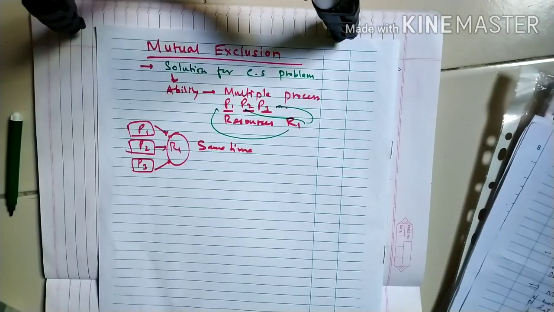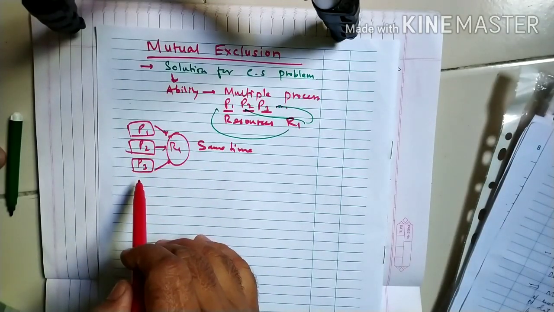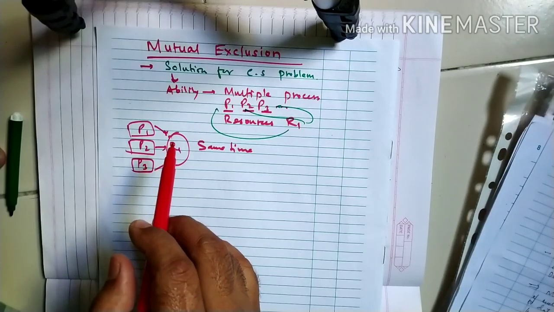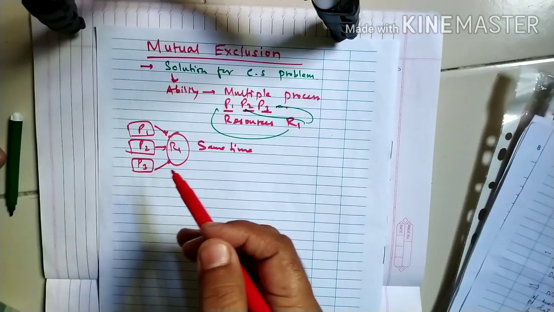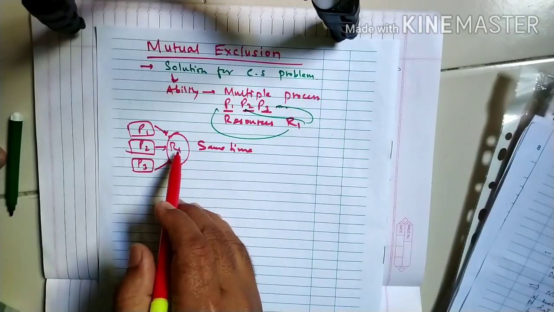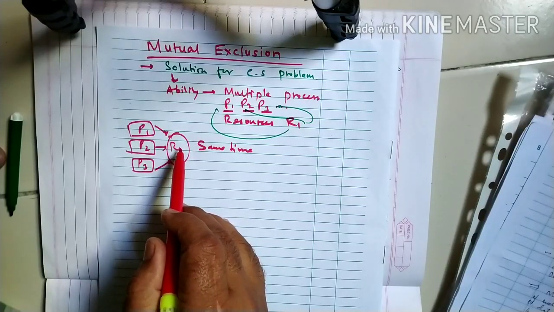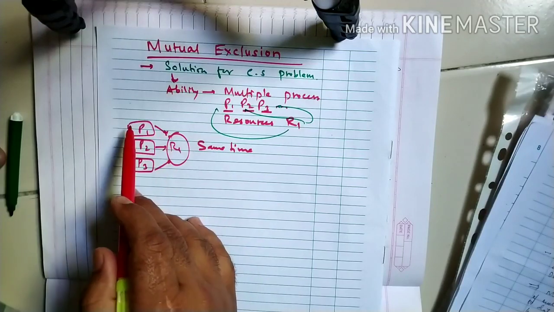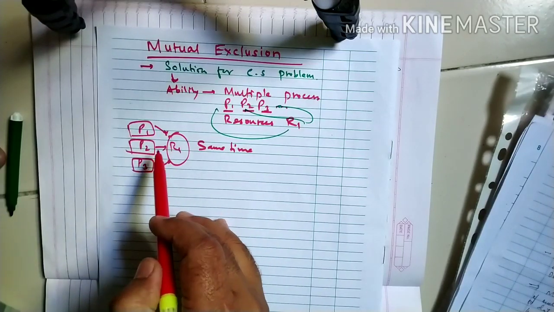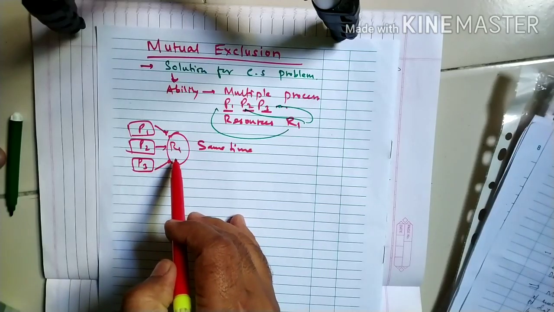Consider here we have three processes, P1, P2 and P3. As we mentioned, two or more users may attempt to edit the same file at the same time. So consider this is the resource, this is the file, which all these processes want to use. So processes P1, P2, P3 will try to edit or modify this file at the same time.